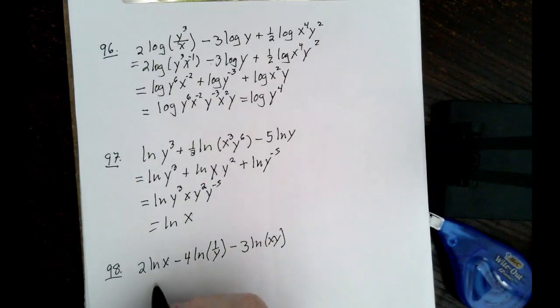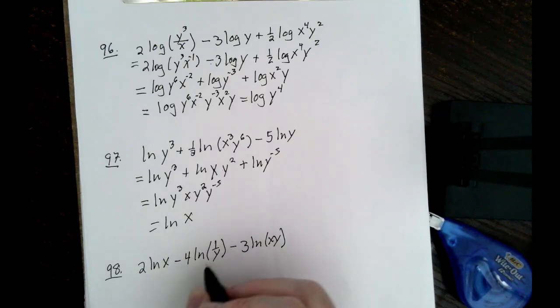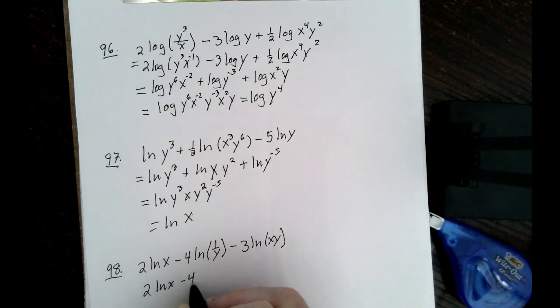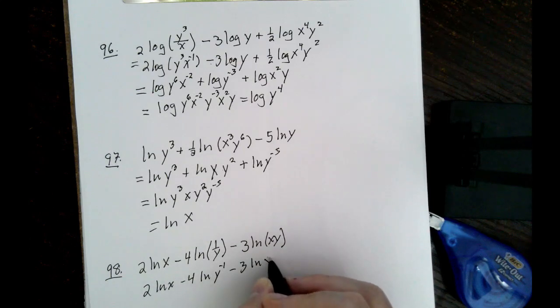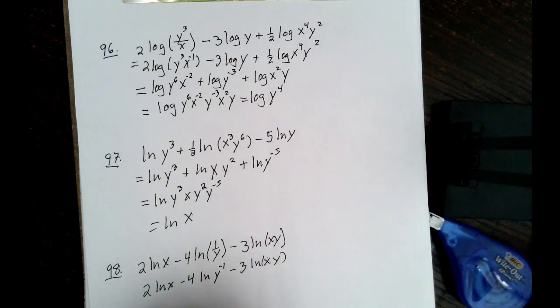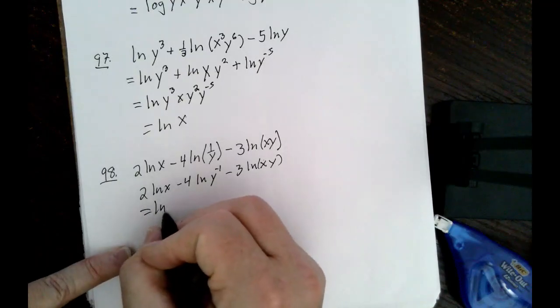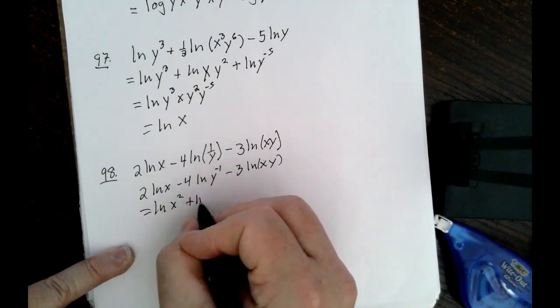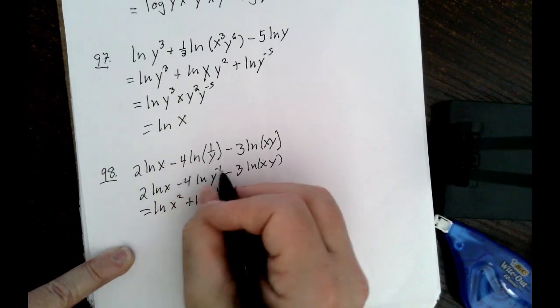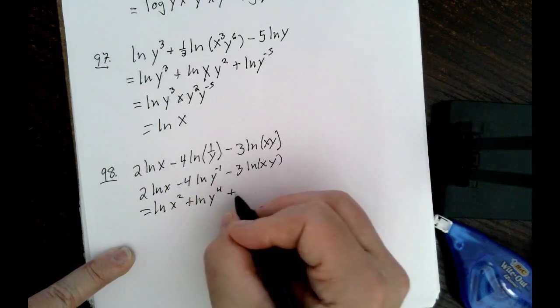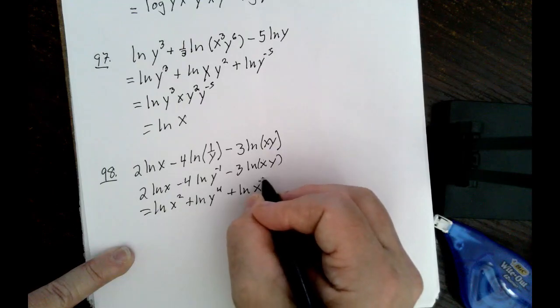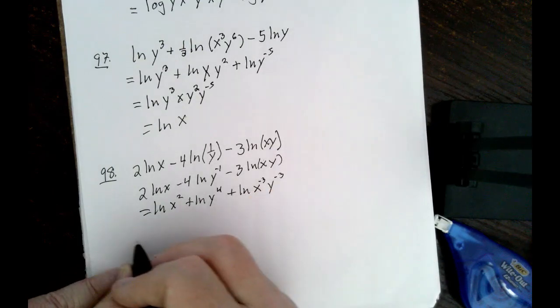Yeah. Now this one you can bring the 2 into the exponent, the 4. Well, let's rewrite that 1 over y first as y to the negative 1. Okay, and I bring the 2, the 4, and the 3 into the exponent, and you get ln of x squared plus ln of y to the positive 4. Minus 4 times minus 1 is positive. And you get ln of x to the negative 3, y to the negative 3.